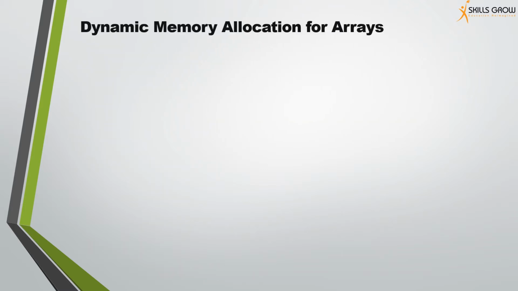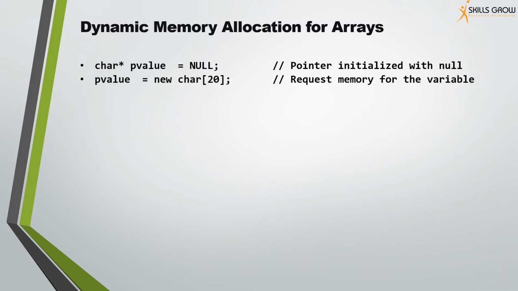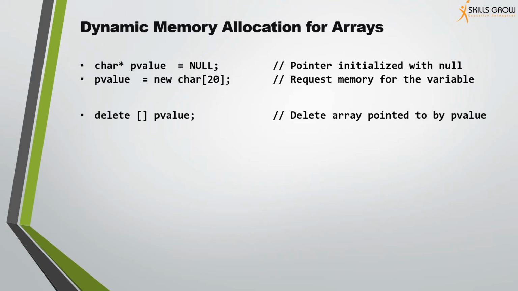Dynamic memory allocation for arrays. Consider you want to allocate memory for an array of characters, that is, a string of 10 characters. Using the same syntax we have used above, we can allocate memory dynamically as shown here. Firstly, the pointer is initialized with null and then requests memory for the variable. To remove the array that we have just created, the statement would be: this deletes the array pointed by p-value.